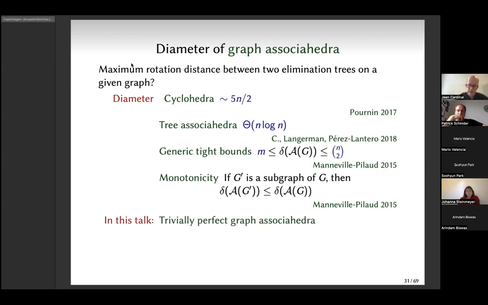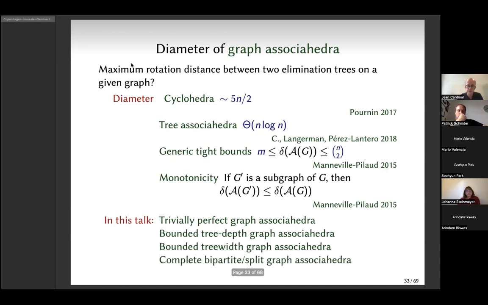Okay, so again, we have to fix families of graphs or some parameters to give more refined results. One intermediate step in our proof is to look at so-called trivially perfect graphs, which have the nice property that the diameter of the associahedra is essentially proportional to the number of edges, and these will be instrumental in some steps of the proof. We look at the diameter of graph associahedra that have a bounded tree depth and a bounded tree width. And there the tree depth, as I mentioned, is a natural parameter because it measures some parameter of the best.